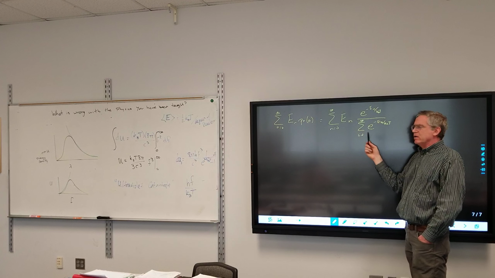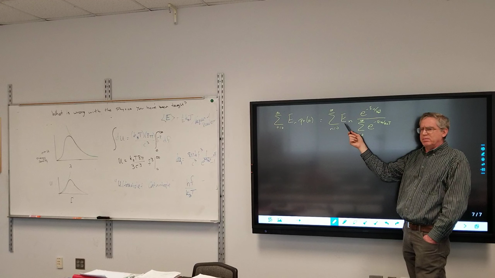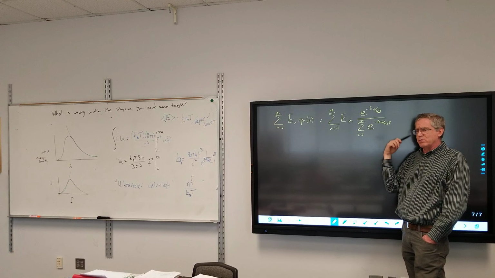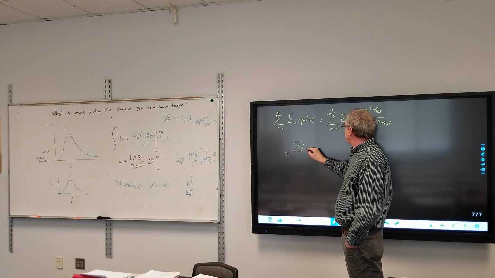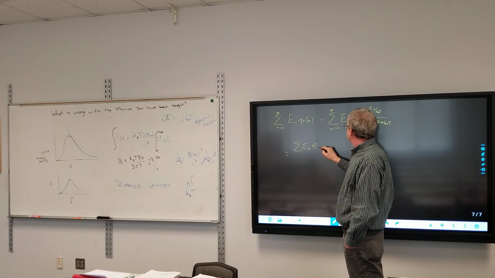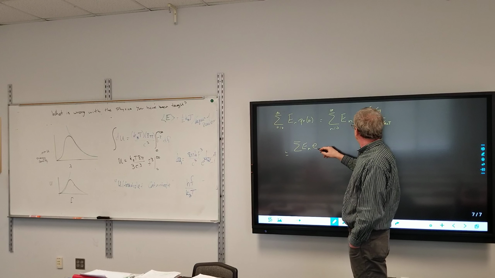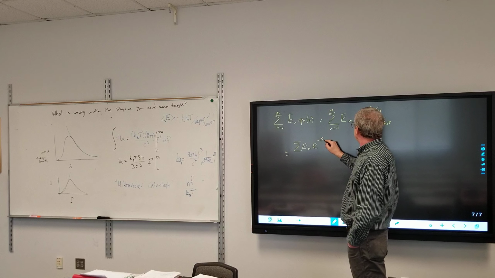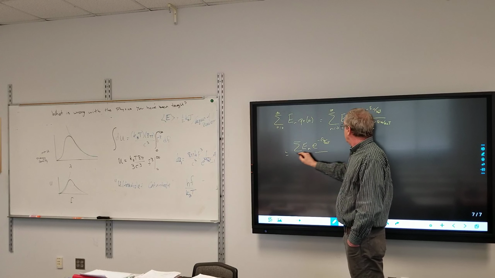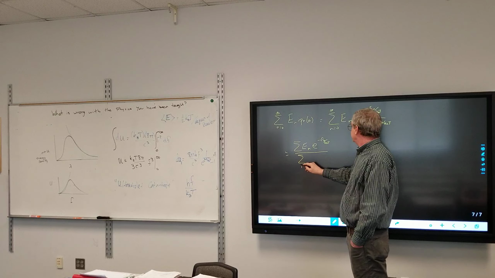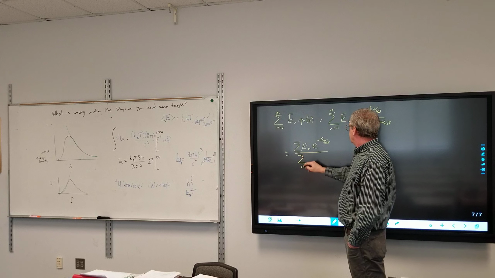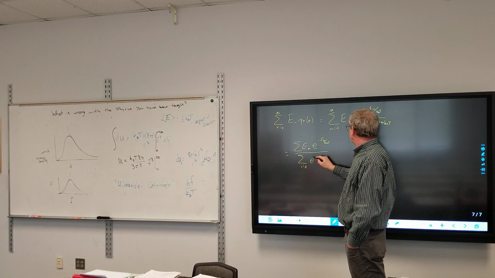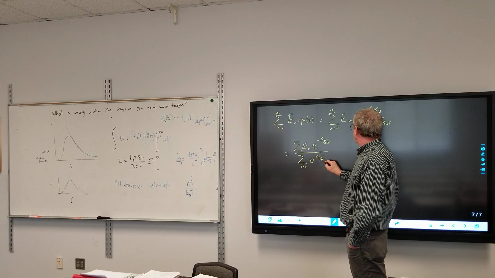So the denominator here is going to be common. If this is just an infinite sum, but I have a common denominator which I can just factor out, this becomes the sum on top of E_n, and then Euler's e to the negative E_n over kBT, over our common denominator. I guess I could use any letter at this point, but e to the negative E_i over kBT.